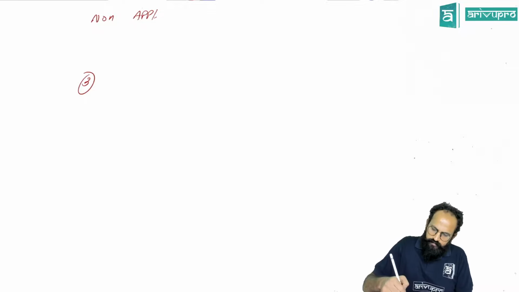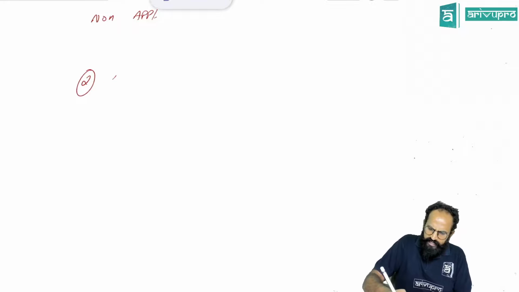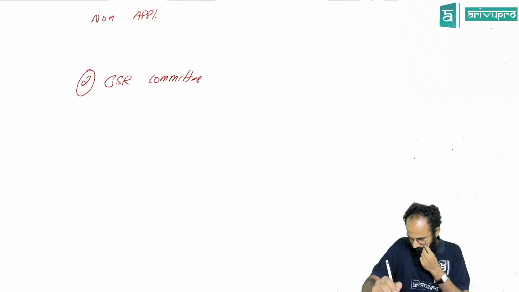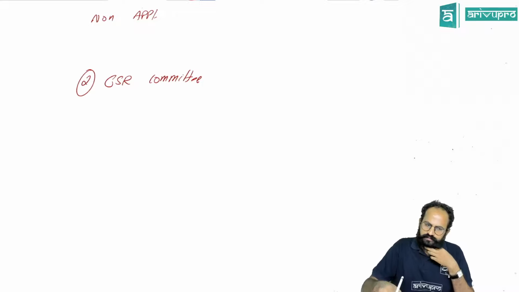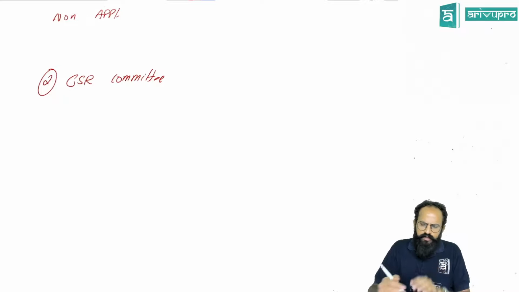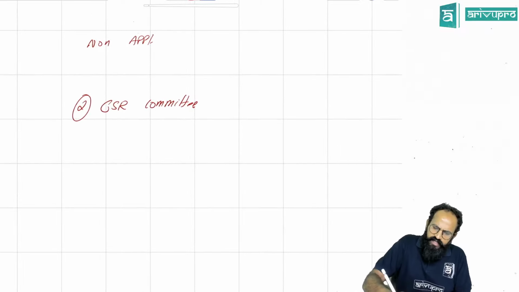Okay. Write down the next one, people. CSR committee. Write down the next one, CSR committee. You guys wrote the note under non-applicability. Note is not written. Okay. Under non-applicability, write one note.